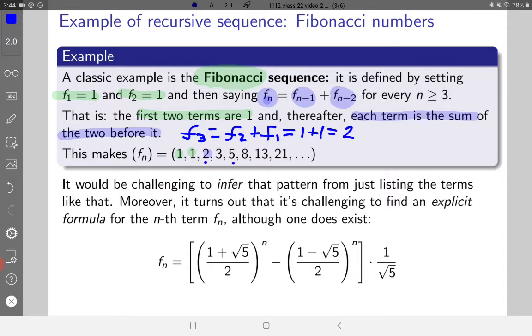2 plus 3 makes 5. That's another way to get there. 3 plus 5 makes 8. 5 and 8 makes 13, and so on and so on. Each time, the 2 numbers right before something add up to the one that's coming next.